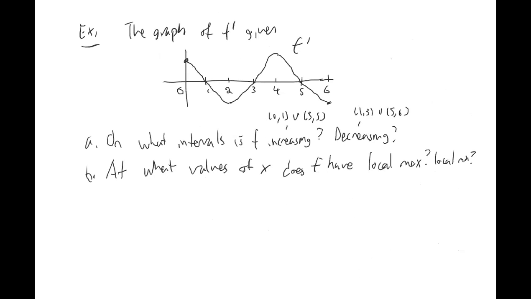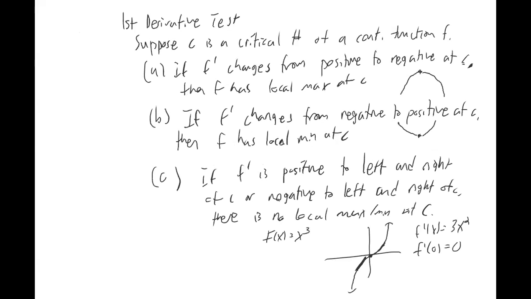Okay, good. So let me just do 1, 3, and 5. These are the spots where the derivative is zero. Now, what do I need to check? Let's go back to the first derivative test. I need to check the sign before 1, after 1, before 3, after 3. So let's check the sign, right?